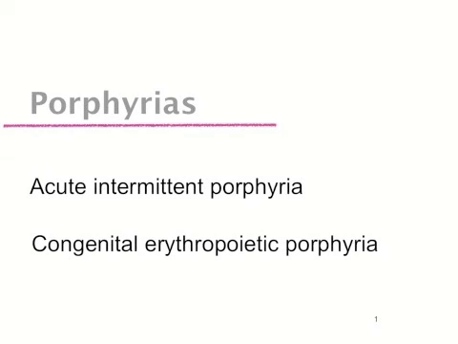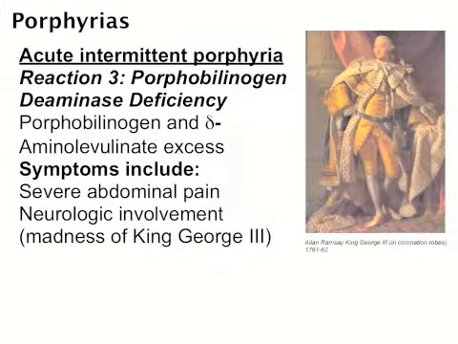Problems with the heme synthetic pathway are known as porphyrias, and there are 2 main types. These are acute intermittent porphyria and congenital erythropoietic porphyria, and each of these is caused by a deficiency in a particular enzyme. Acute intermittent porphyria is a deficiency in the enzyme that catalyzes reaction 3. This is a porphobilinogen deaminase deficiency.